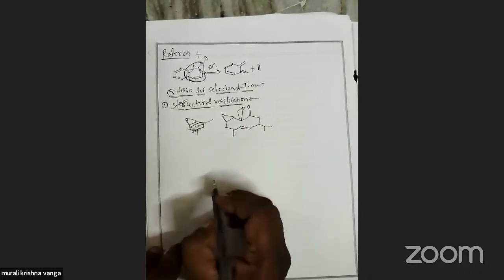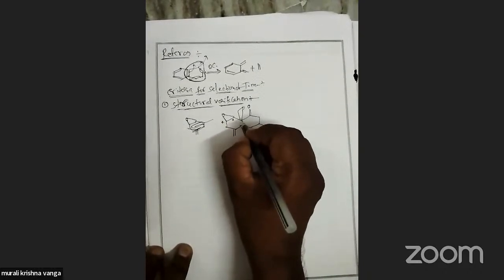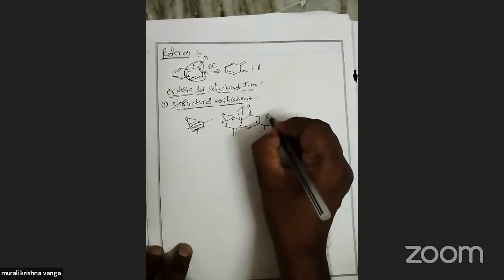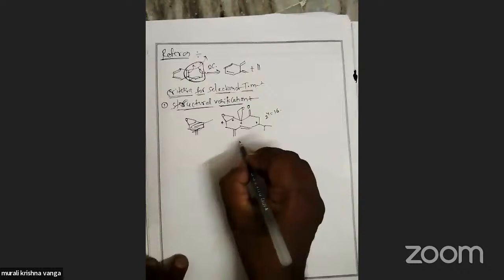So this is periplanon B. In this periplanon B, these are the chiral centers: 1, 2, 3, 4. There are 4 chiral centers, so 2 to the power 4 is equal to 16 stereoisomers possible. This is periplanon B.